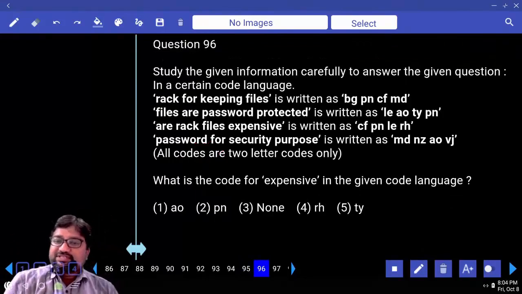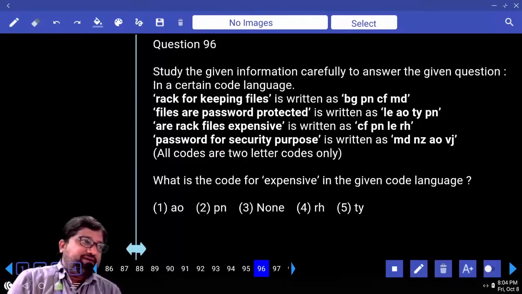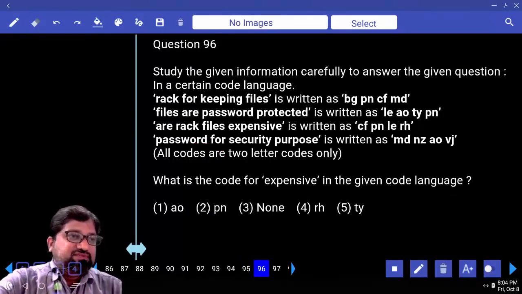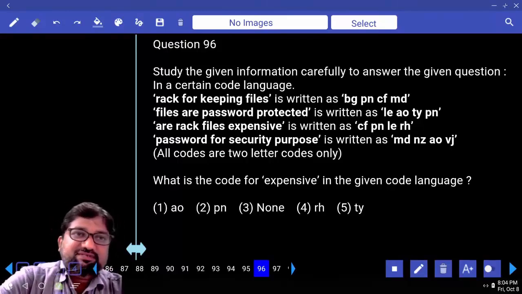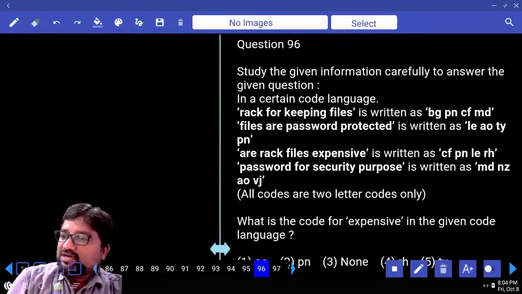So now you see the question which is based on coding and decoding. And I'm sure you will all be able to solve this question. Simple and easy. How will you solve this question?